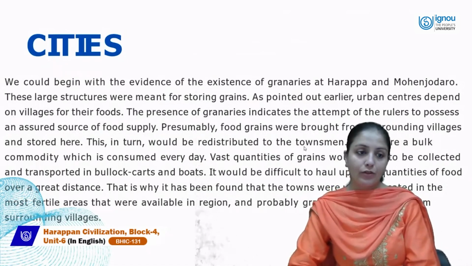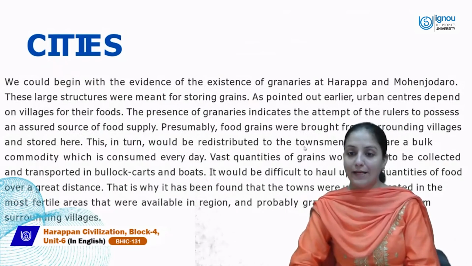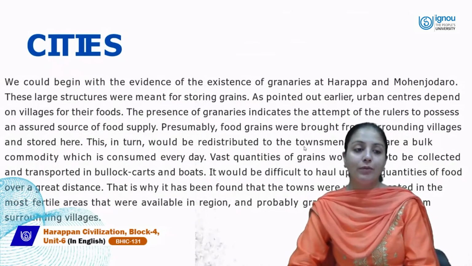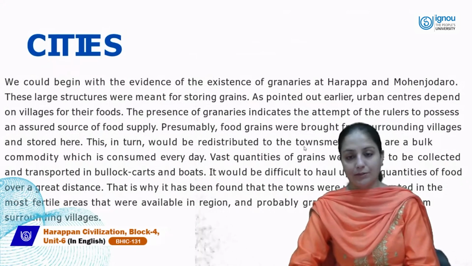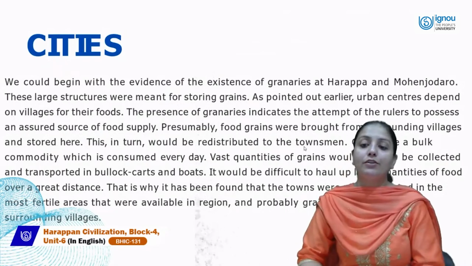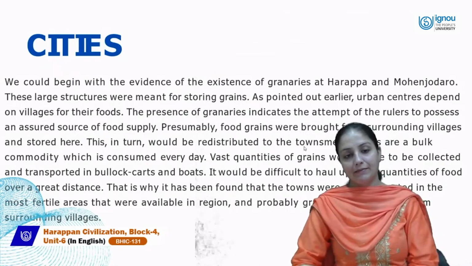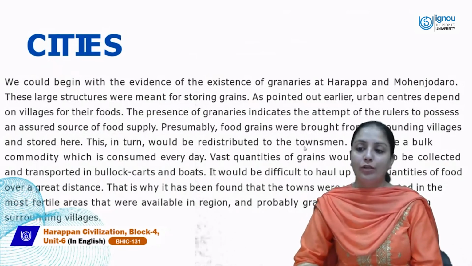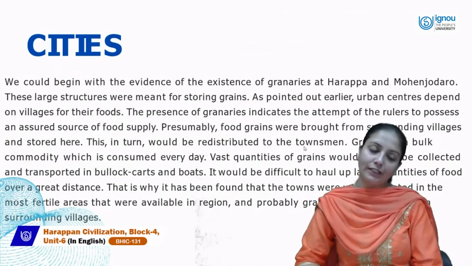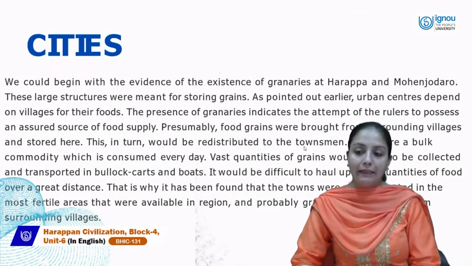Grains are a bulk commodity which is consumed every day. A vast quantity of grain would have to be collected and transported in bullock carts and boats. It would be difficult to haul large quantities of food over a great distance. That's why the towns were usually located in the most fertile areas available in the region, and probably grains were collected from surrounding villages.